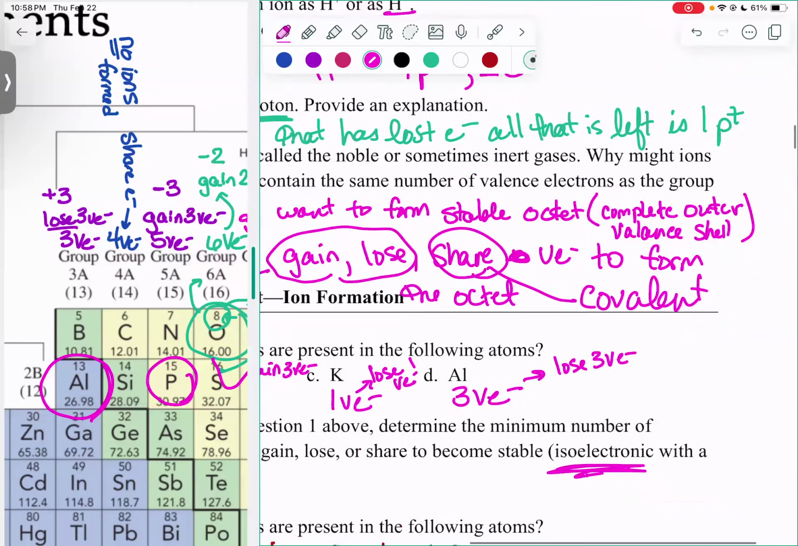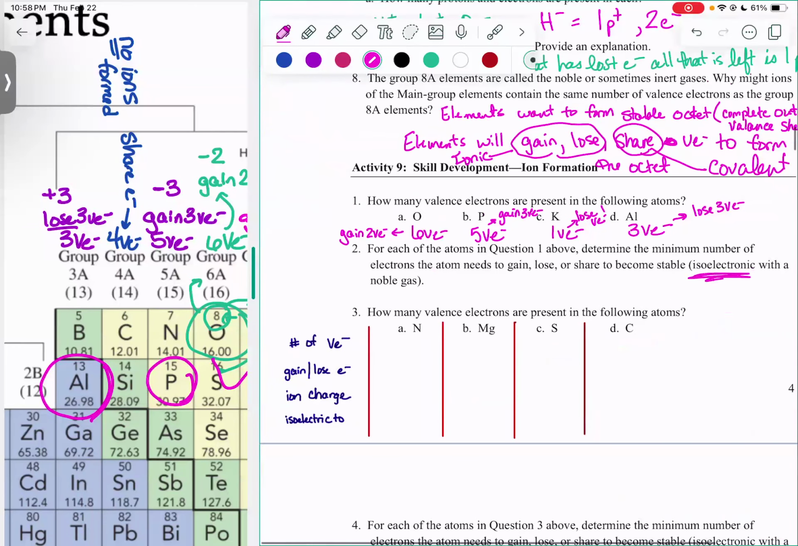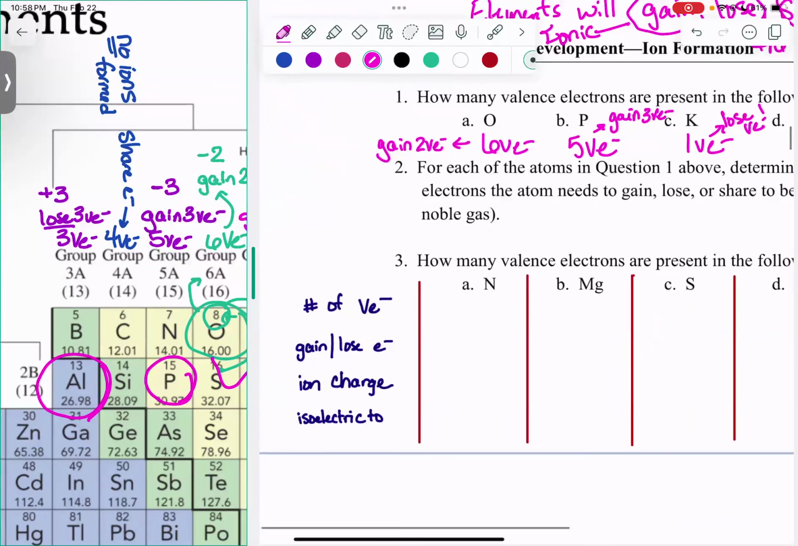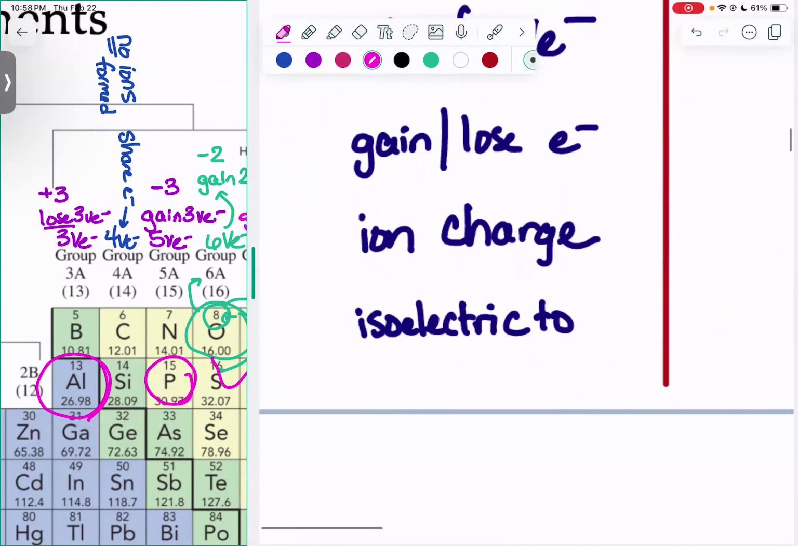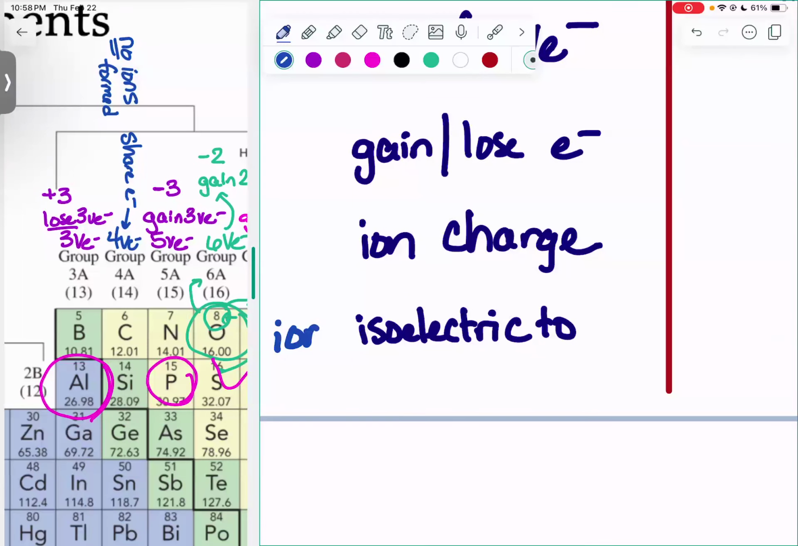All right. So how many valence electrons are present in the following atoms? I agree with this. I'm going to add something to it. What I want you to give me is the number of valence electrons, whether they're going to gain or lose and how many, what's going to be the ion's charge, and what would these ions be isoelectronic to? So I guess I should write that. The ions are isoelectronic to what?